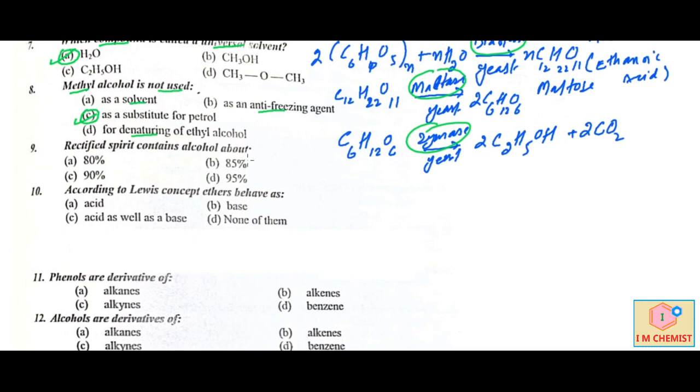MCQ number 9. Rectified spirit contains alcohol. So rectified spirit has 95% of alcohol. So option number D is correct. According to Lewis concept, ether behaves as dash. The general formula for ether is ROR. Here oxygen has two lone pairs of electrons, hence it can accept a proton. So that is why we can say that ether can act as, or behave as, a base. So option number B is correct.